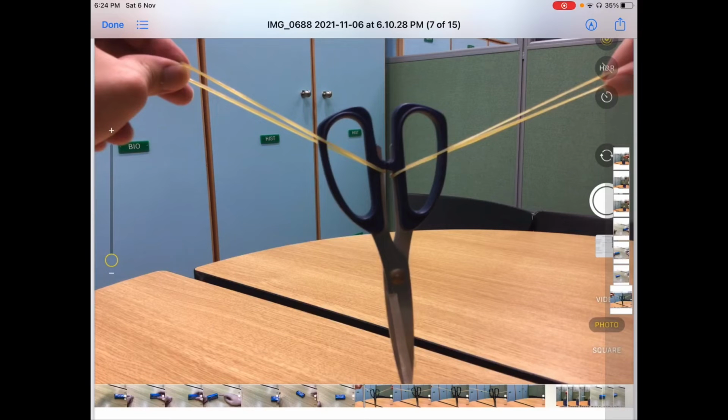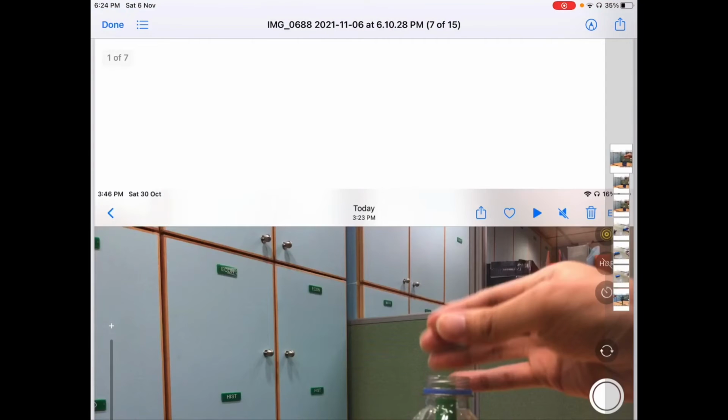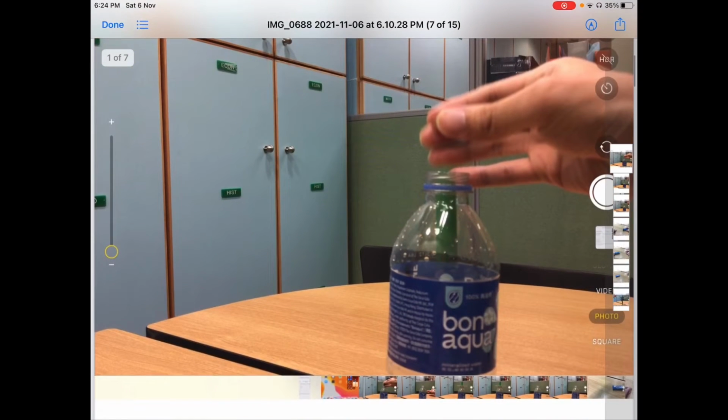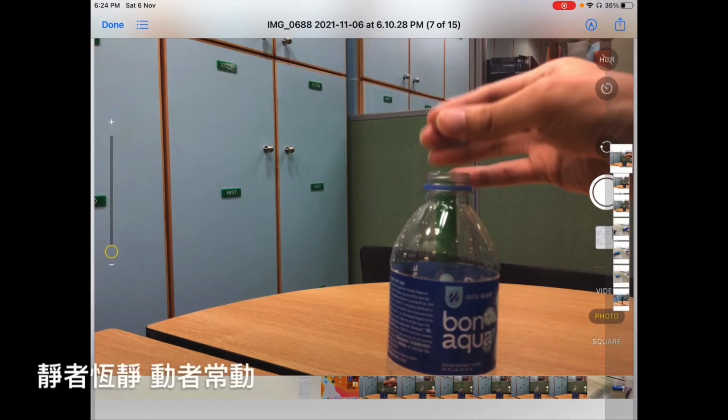Oh, let's move to the next part. It's the discussion of how to draw a free body diagram. According to Newton's first law of motion, if there is no net force acting on an object, it will remain in its original motion state.